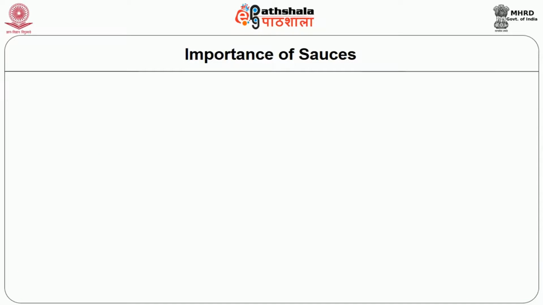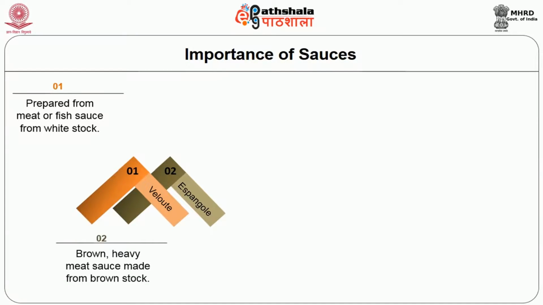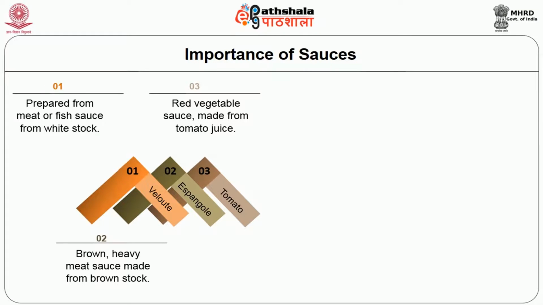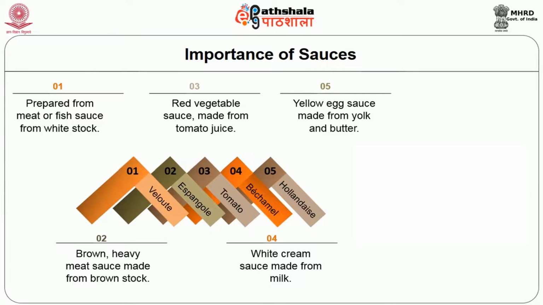Let us now learn about the five basic sauces, their base, thickening agents and preparation methods. This slide projects the five major sauces and their respective bases. Veloute, it is a meat or fish sauce prepared from white stock. Espagnole, it is a brown heavy meat sauce made from brown stock. Tomato sauce, it is a red vegetable sauce made from tomato puree or tomato juice. Bechamel, it is a white cream sauce made from milk. And Hollandaise, it is a yellow egg sauce made from yolk and butter.